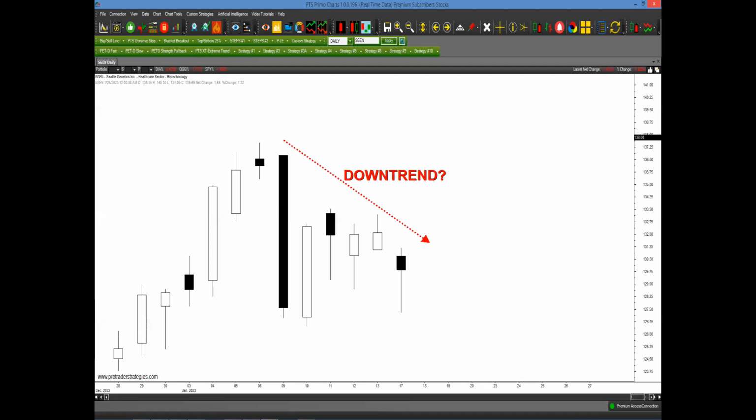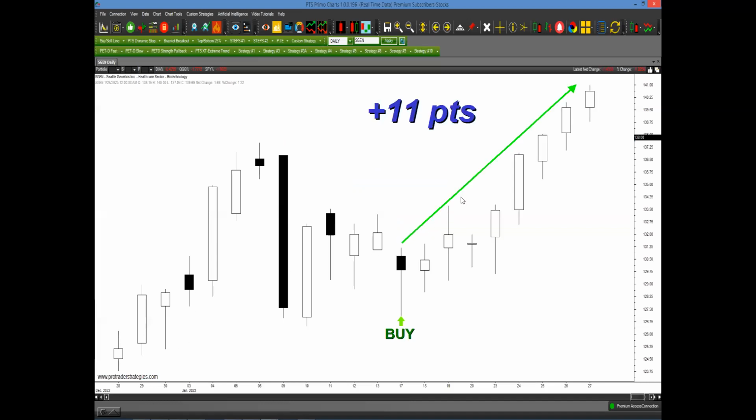Now, if you had sold out and said to yourself, well, this is a downtrend, right? Well, why is there a buy signal there? Because it was a pullback. It wasn't a downtrend. And so where you would have sold out with a loss, you could have taken advantage of a pullback method of 11 points in just a couple of weeks.